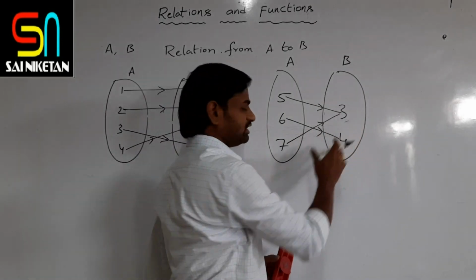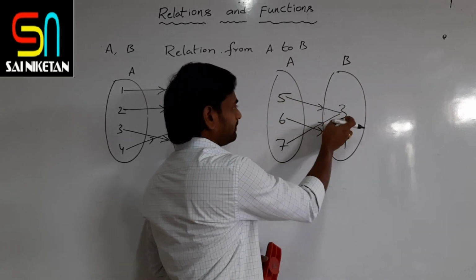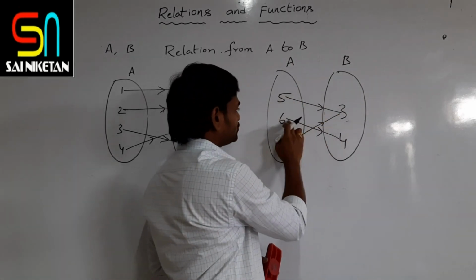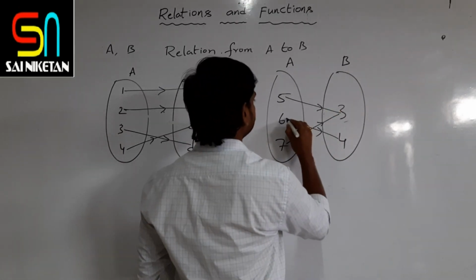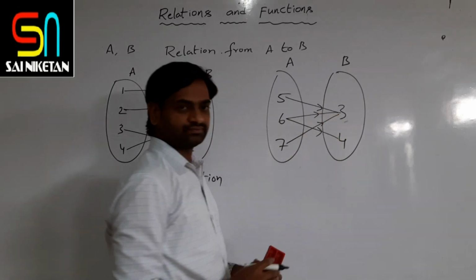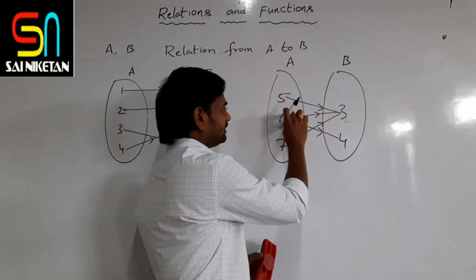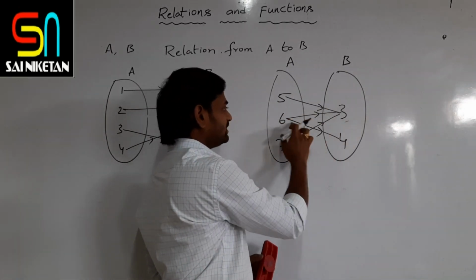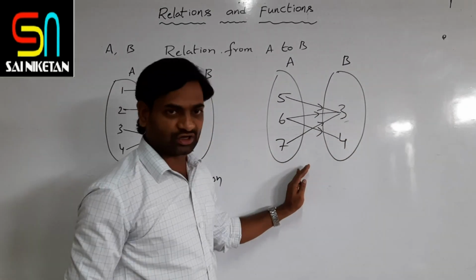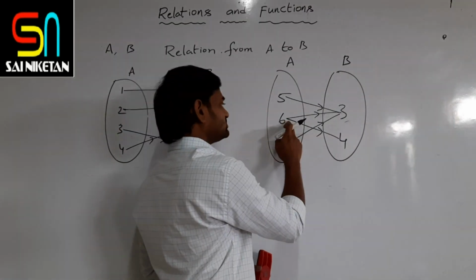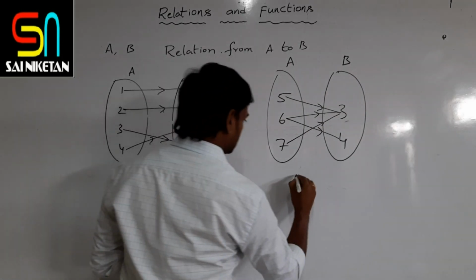Actually these elements are called images. We will discuss later. So for 5, how many mappings? Only one mapping, that is 5 to 3. Next 6 to 4, and 7 to 3. Suppose if I take here like this, from the 6, how many mappings do we have? There are 2 mappings, that is 6 to 3, 6 to 4. In this case, it is not a function because 6 has 2 mappings.